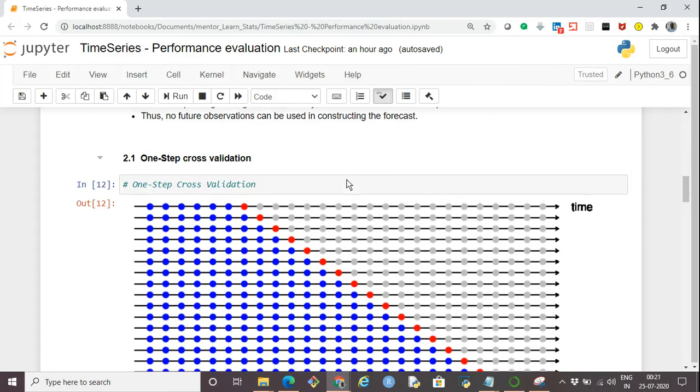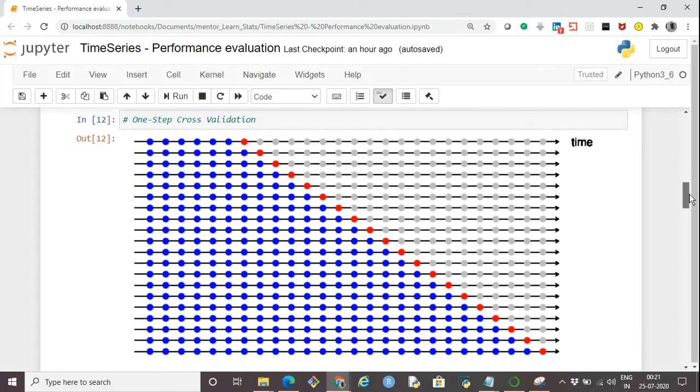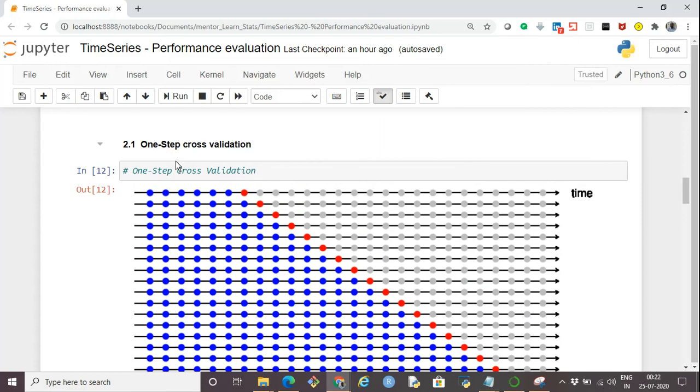For example, we take one-step cross-validation. So what happens in one-step cross-validation? Let's say there are these many data points in our data set. We start from one timestamp, and up to a certain timestamp we select and say that this is a training data set, and immediately next to it is a test data set, and whatever is left out is not considered at all because this is a one-step cross validation.